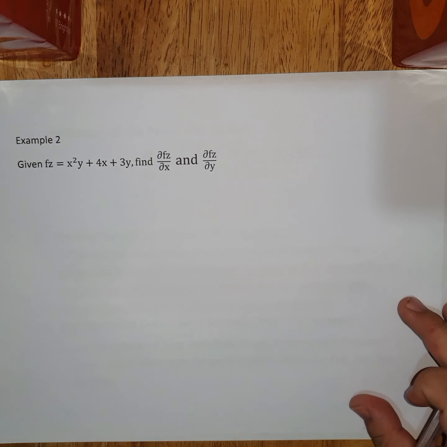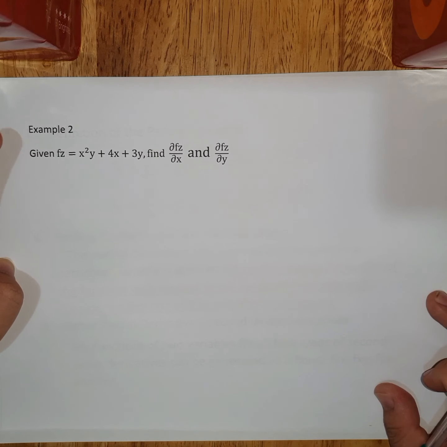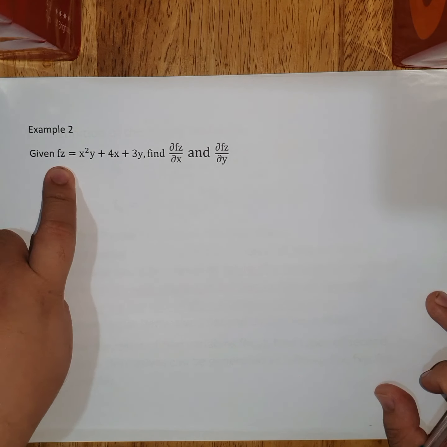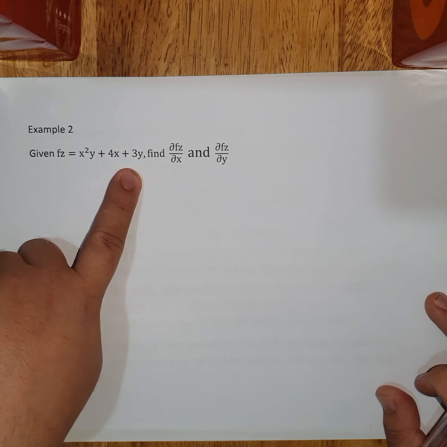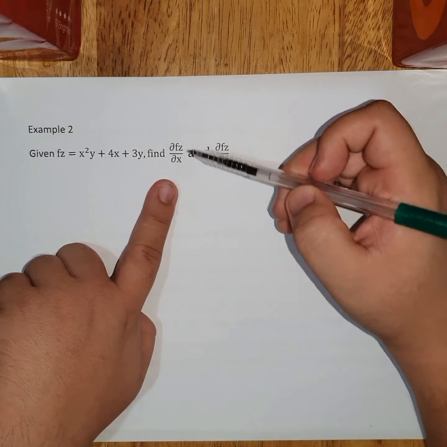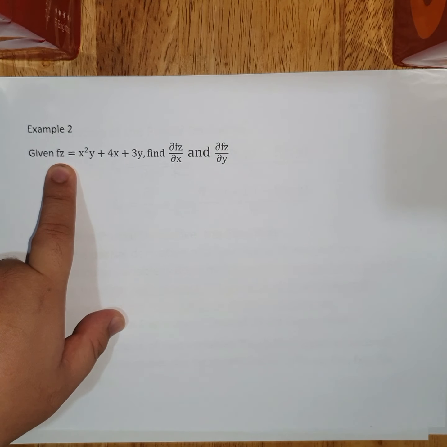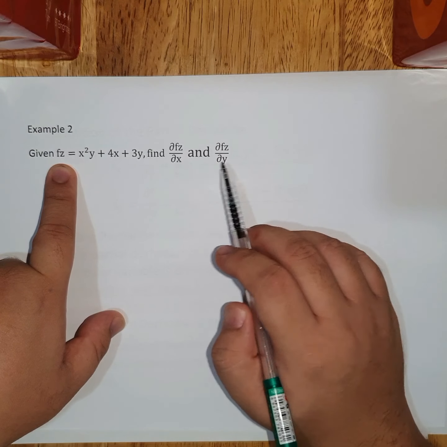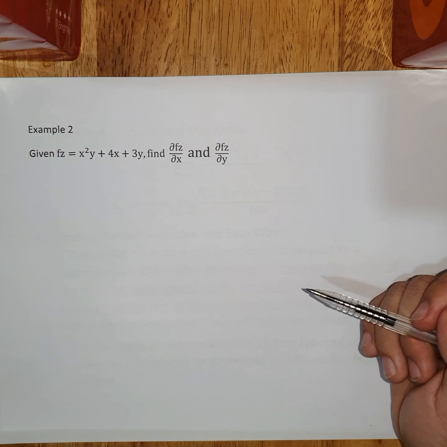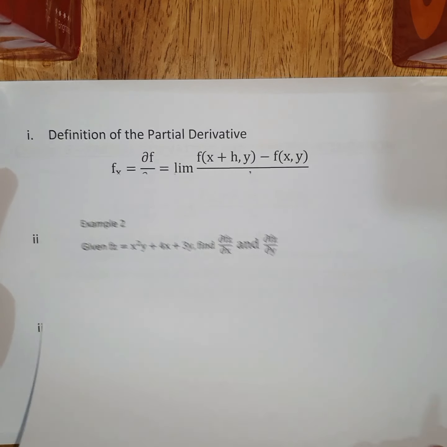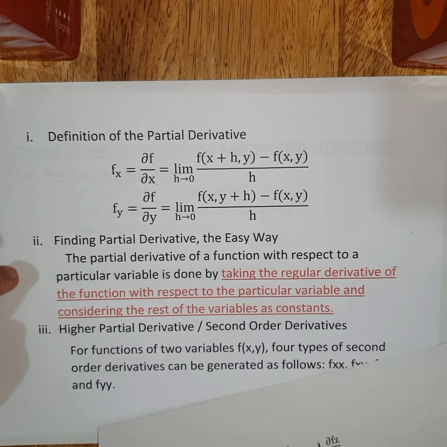Okay. So let's say itong second example natin. So example number 2. So we have the given f of z is equals to x squared y plus 4x plus 3y. Pinapahanap is yung partial derivative ng function z. So ito, with respect to x, tsaka with respect to y. Okay. So gawin natin yung first method using yung definition ng partial derivative na solution, then itong pangalawang.